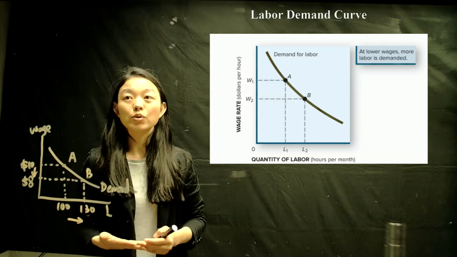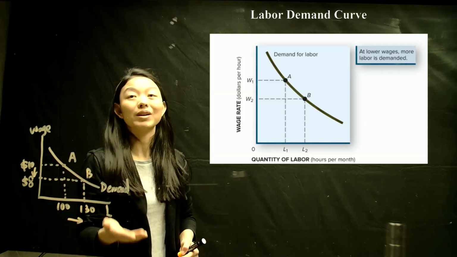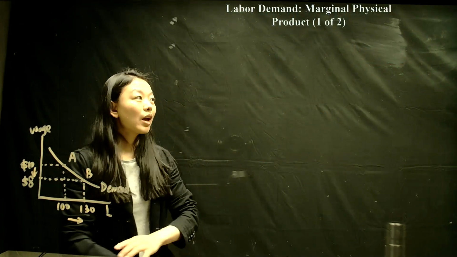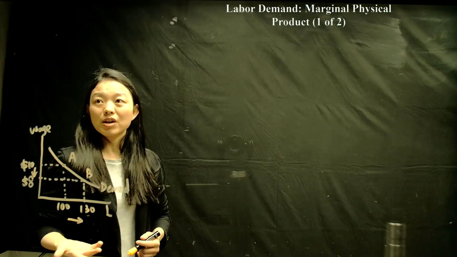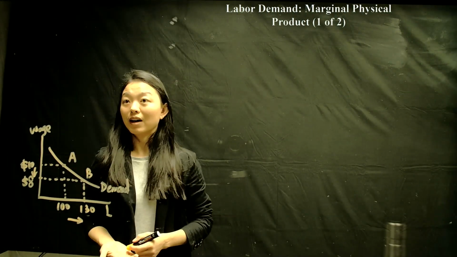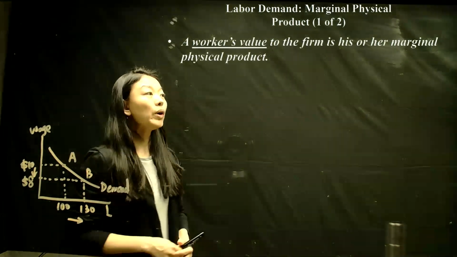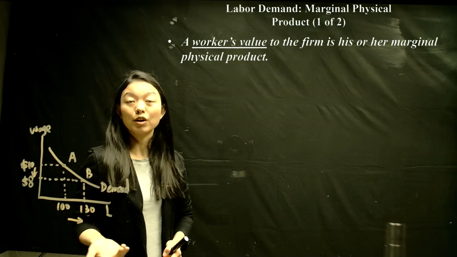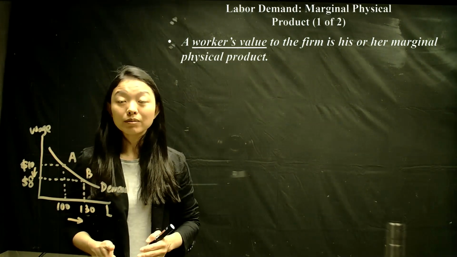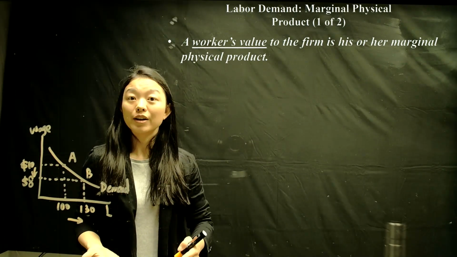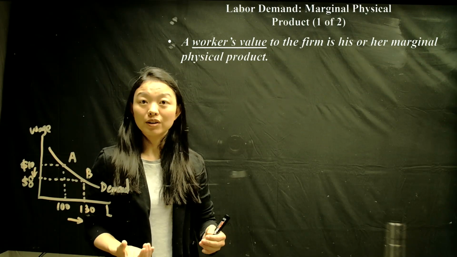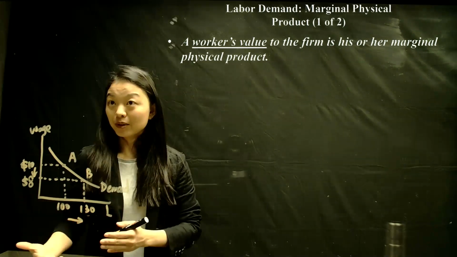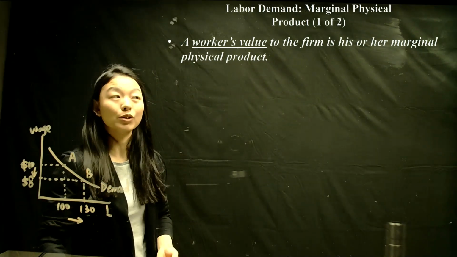And today we will try to explain why the demand curve is downward sloping from another perspective, that is from productivity. If you still remember, in the previous chapter we introduced marginal physical product, MPP. We know that a worker's value to a firm is his or her marginal physical product. That means if a firm decides to hire one more worker, it might consider the additional output this worker can bring to the firm. And this is reflected in marginal physical product.